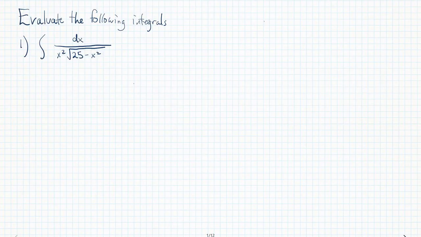So our first problem here, we have the indefinite integral of dx over x squared times the square root of 25 minus x squared, that whole quantity appearing in the denominator. So with that in mind, what's our approach here? Well, notice we see a square root, so that should be screaming something at you.